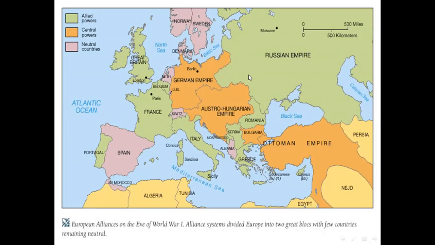Okay? So Russia said, why did you attack Serbia? Serbia is our friend. We will come to defend Serbia. And now the whole Russian army goes to what? To attack Germany and Austria right here. Now Germany and Austria try to attack Serbia.